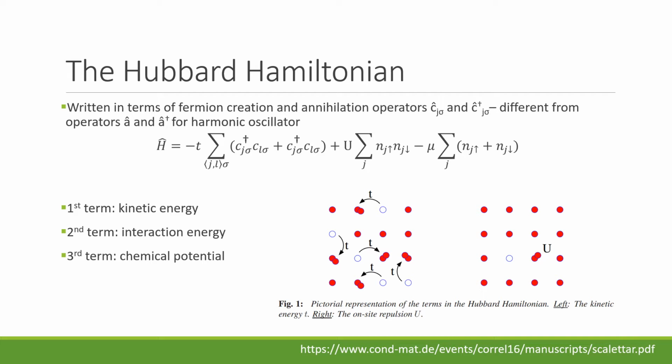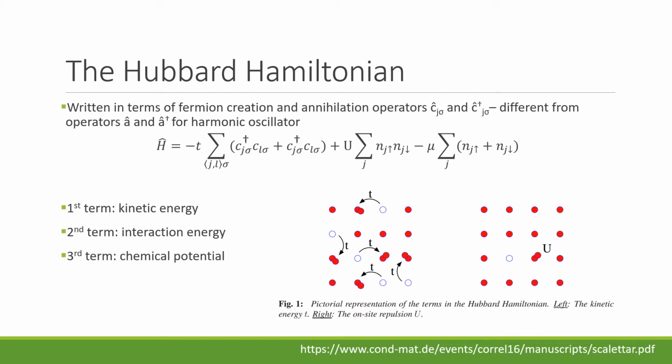The first term in the Hamiltonian is the kinetic energy term, an expression which destroys a fermion on one site and creates it on a neighbor. The energy scale T, which governs this hopping, will be determined by wave function overlap between 2 atoms. The kinetic energy term here describes the destruction of a fermion of spin sigma on site L and its creation on site J, or vice versa.